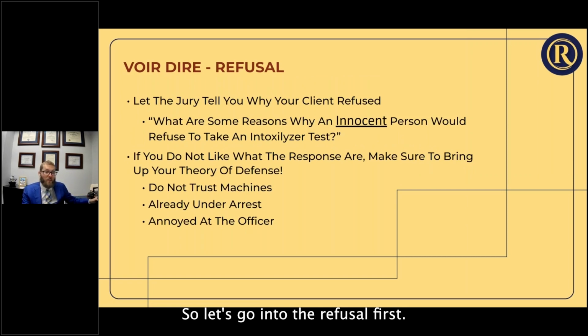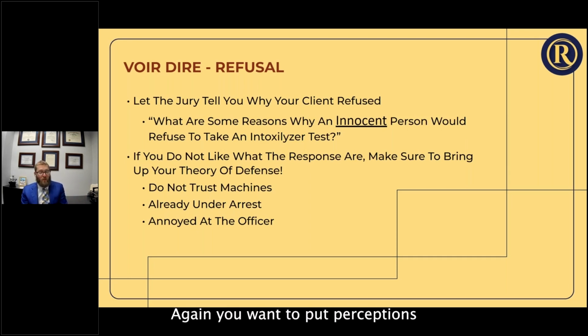So I always like to let the jury tell me why my client refused. And the way I do this is I ask a question. There's a very important word that you put in the question: what are some reasons why an innocent person would refuse to take an intoxilyzer test? The reason you have to ask it that way is because I had a trial partner who missed the word innocent, and he asked, what are some reasons a person would refuse a breathalyzer? And the first answer we got was, he's drunk. Everybody laughed, and that's what they're thinking of now.